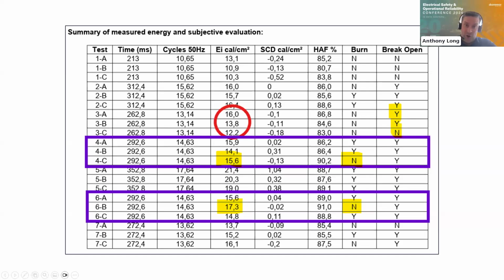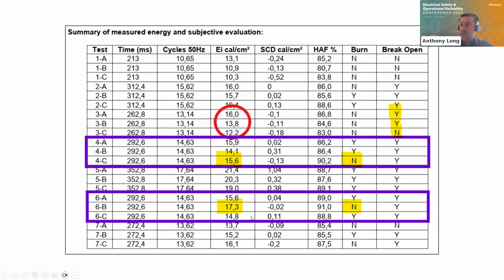12.2, we had no break open, but at no point did any of those burn. Okay, next one down, test number 4, we have a 15.9 cal, a 14.1, and a 15.6. But you'll see at the 15.6, there was no burn, but at 14.1 and 15.9, it did burn, and it broke open all 3. However, when you look at the line above, at 16, there was no burn, okay? And at 12, there was obviously no break open.